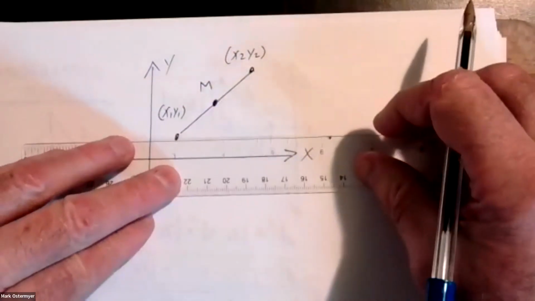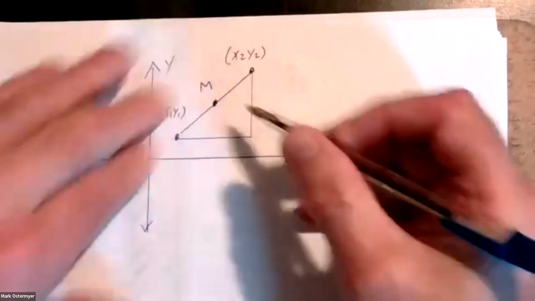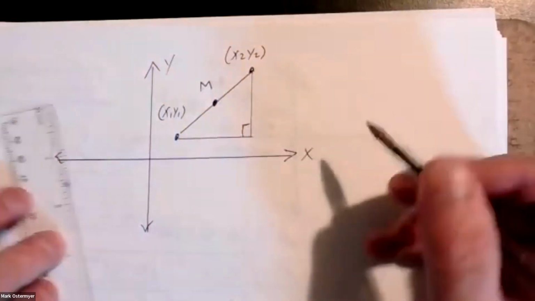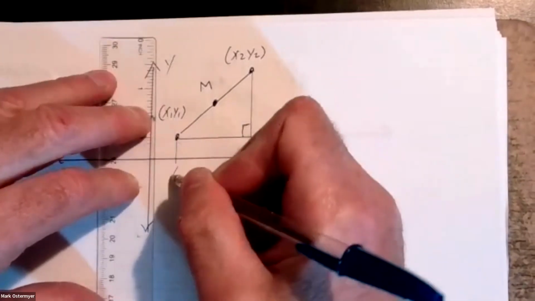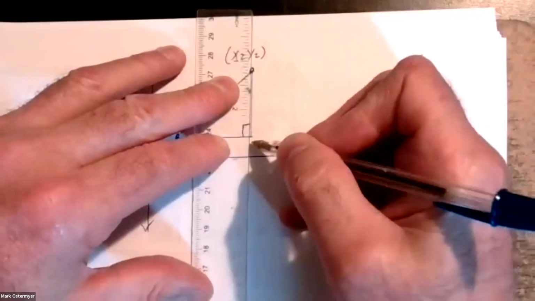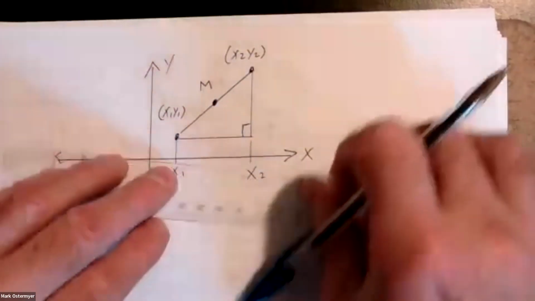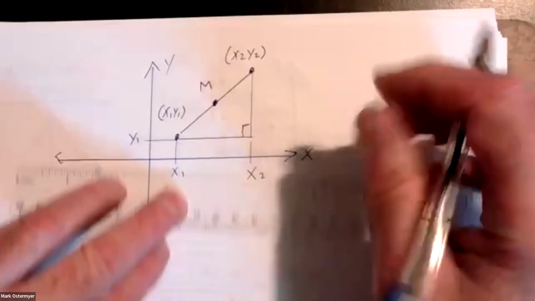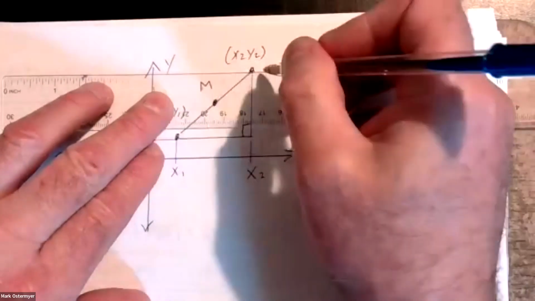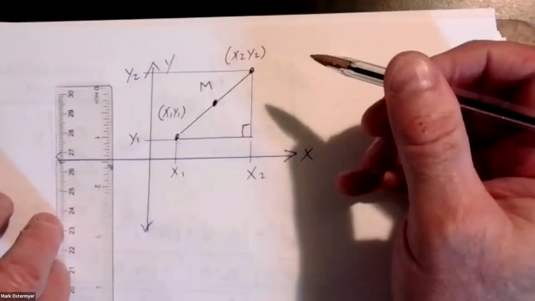Again, I can build a right triangle for illustrative purposes. If I project this point down to the x-axis, I hit x sub 1. If I project this point vertically down to the x-axis, I hit x sub 2. Projecting this point horizontally back to the y-axis, I hit y sub 1. This point back horizontally to the y-axis, I strike y sub 2.